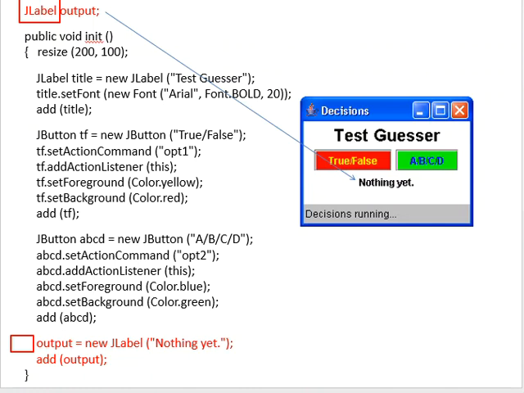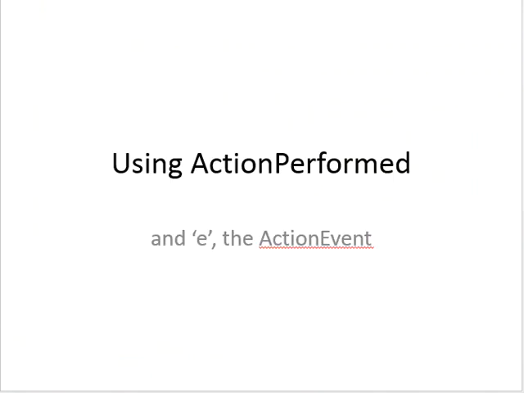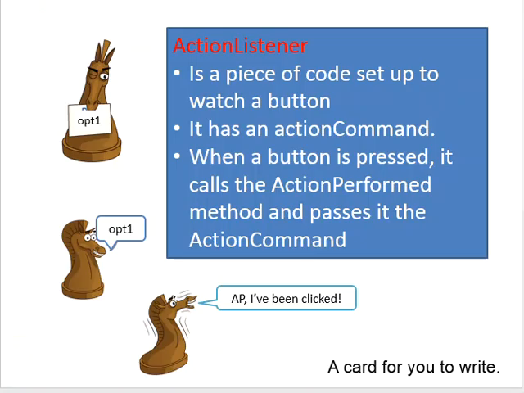All right. So let's introduce 3 actions to you. We've already looked at the action listeners a little bit, and they're the piece of code that we set up to watch our button. We're going to give them an action command. In this case, we've given it option 1. And when our button is pressed, the action listener's job is to call the ActionPerform method, tell it what the action command is, and then the ActionPerform method goes and does something.